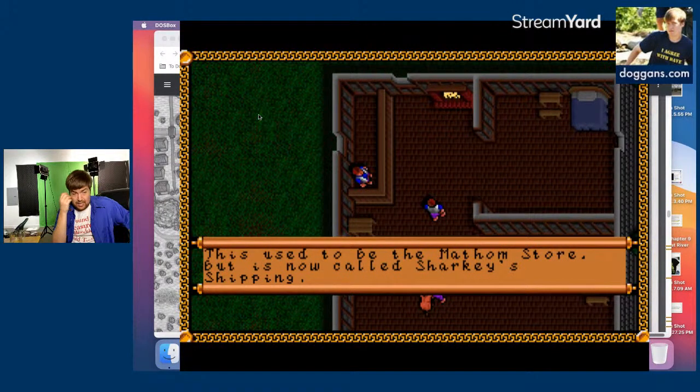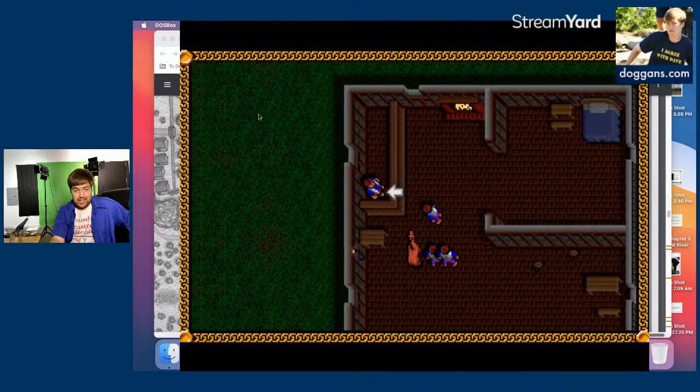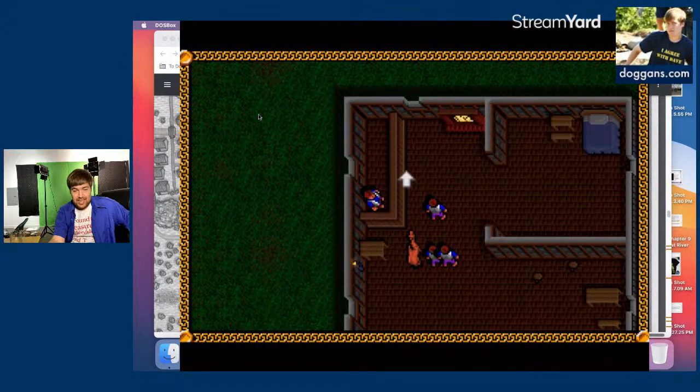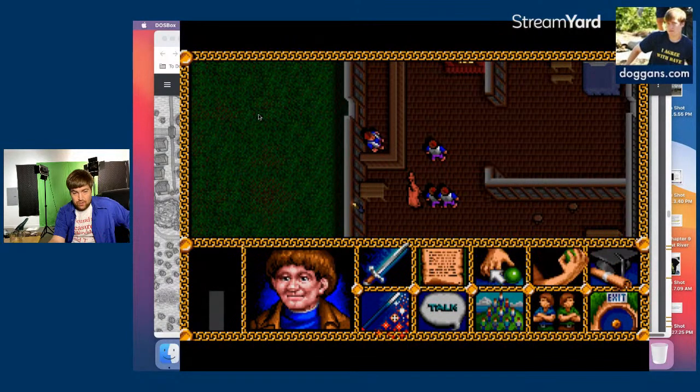Ah, this used to be the Matham store, but is now called Sharky Shipping. They really are just having the Scouring set up real early in this game. I know I said they spend a lot of time setting it up in the movie despite deleting it, but wow, this is... I can't talk to the store owner. Okay.